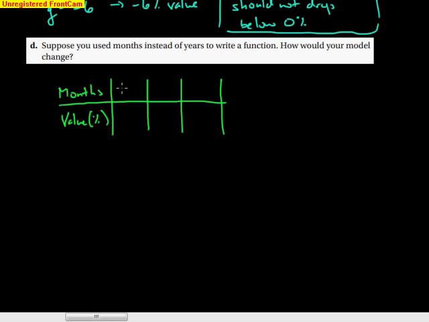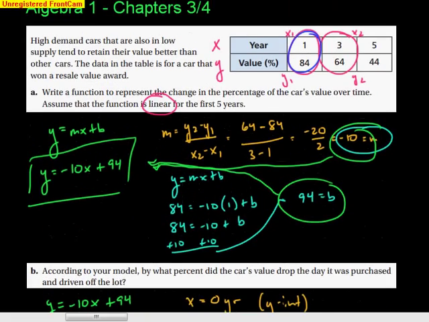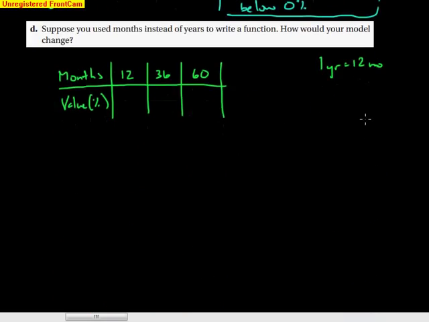So 1 year is 12 months, right? So I'll write that over here. 1 year is 12 months, 3 years is 36 months, and 5 years would be 60 months. And I believe it was 84, 64, 44. Those are the values. So the question is, if I try to use months as the x's, how will the linear function change?